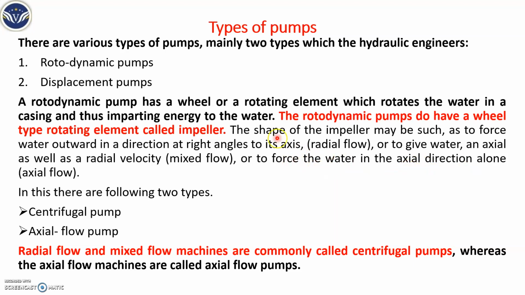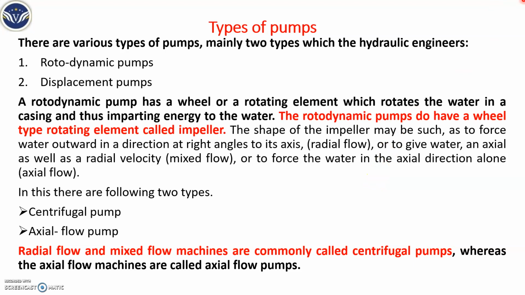Based on this concept we have two types of pumps: one is a centrifugal pump, one is an axial flow pump. What is a centrifugal pump? A centrifugal pump is a mixed flow pump. What is mixed flow? Both axially as well as radially the water is being forced. And an axial pump flows the water in the axial direction only.